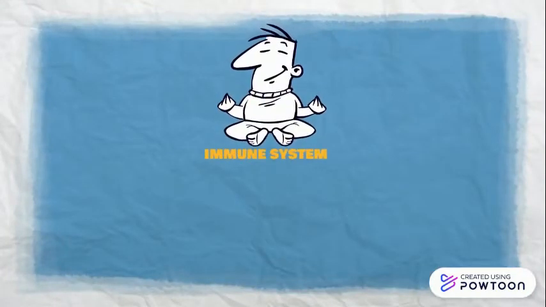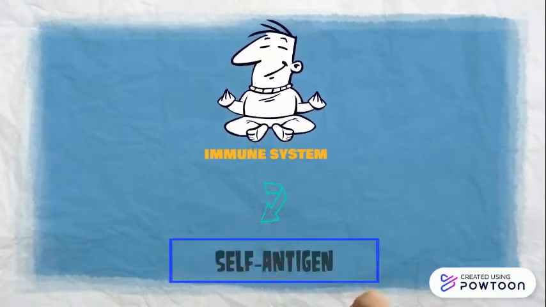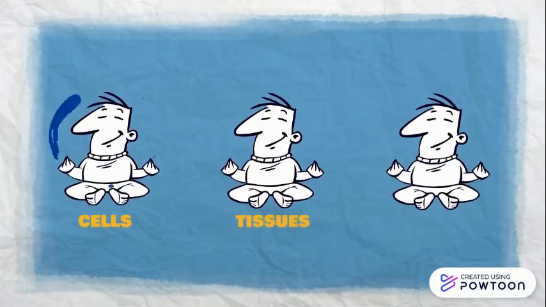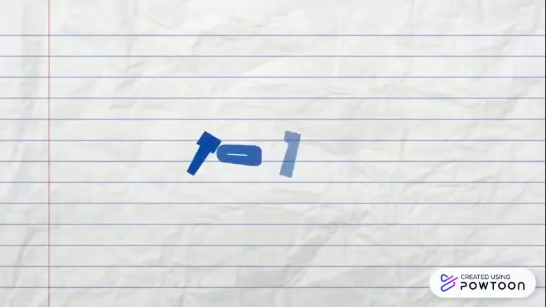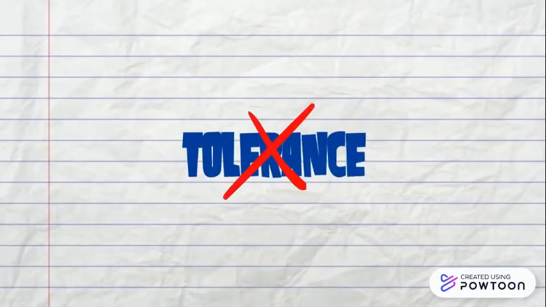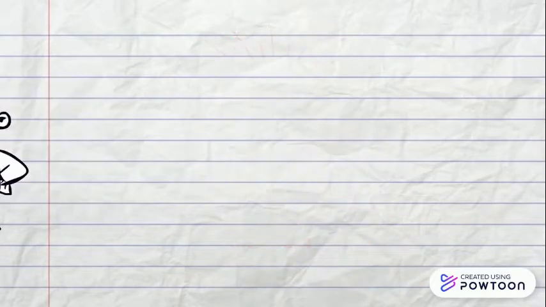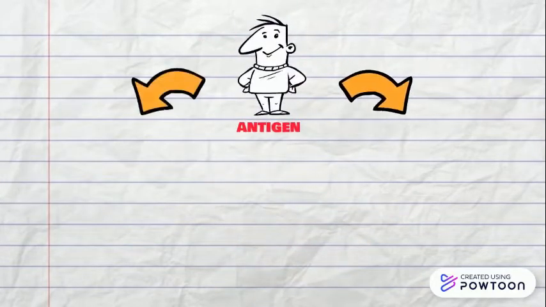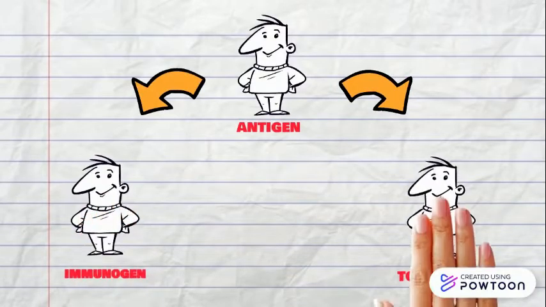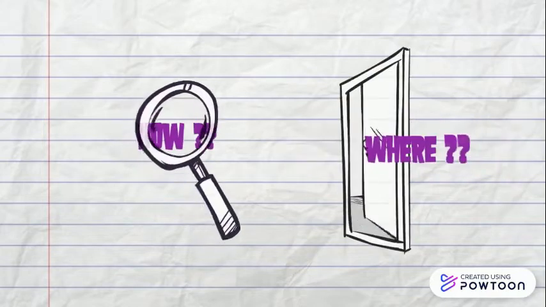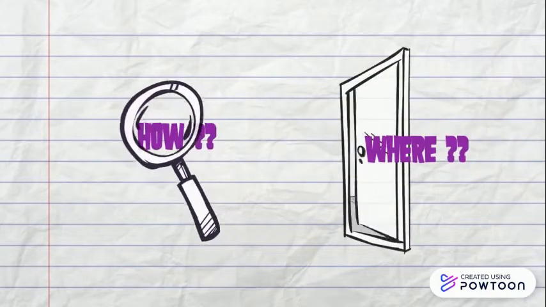For example, the immune system is generally tolerant of self-antigen, so it does not easily attack the body's own cells, tissues, and organs. However, tolerance can be induced by certain types of antigen that are called tolerogens. The same antigen can be both an immunogen or a tolerogen. It depends on how and where it is presented to the immune system.